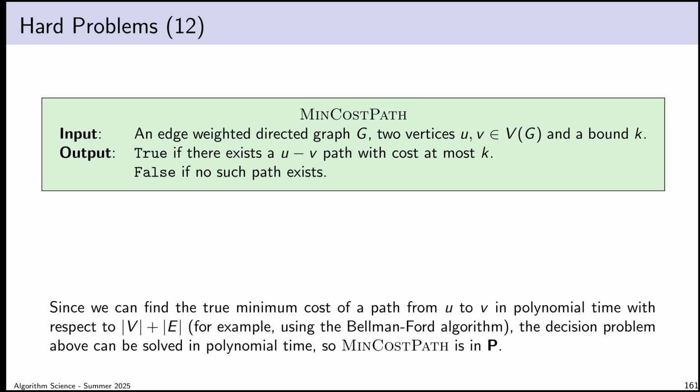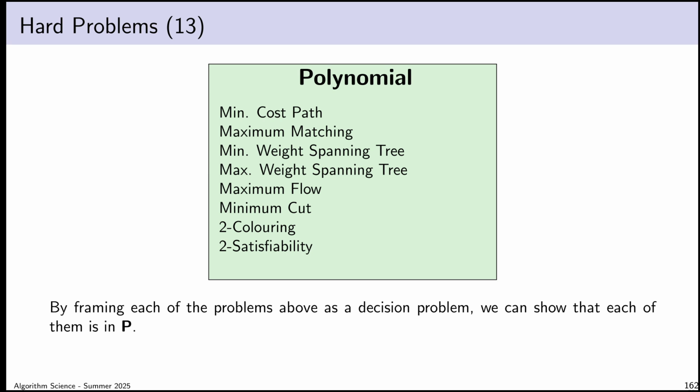Okay, and so since we can find the true minimum cost of a UV path in polynomial time, polynomial with respect to this number, for example, using the Bellman-Ford algorithm, because I can find the true minimum cost, obviously I can solve the decision problem in polynomial time as well. So this is my roundabout way of concluding that this problem, min-cost path, is in P. By framing each of these things as a decision problem in a similar manner, we can show that all of them are in P. Each of these is a polynomial time problem in the complexity class P.